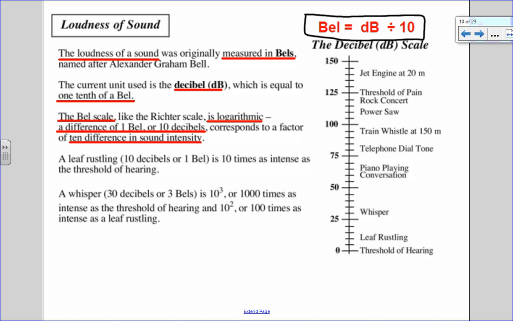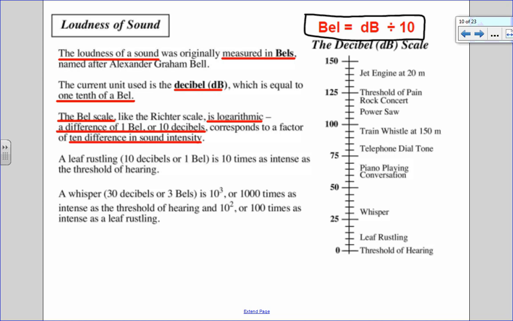So I can take all of these numbers on the decibel scale and divide them by 10. That is super important. Once you've done that, the bel scale, not the decibel scale, the bel scale is a log scale. So a difference of one bel is a difference of a factor of 10 times intensity.